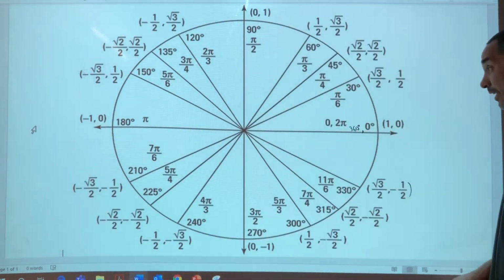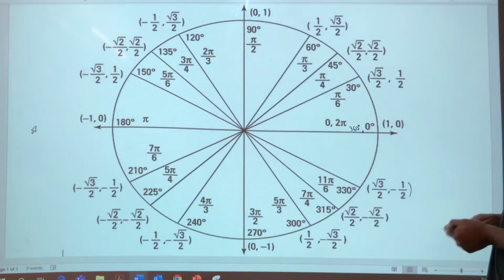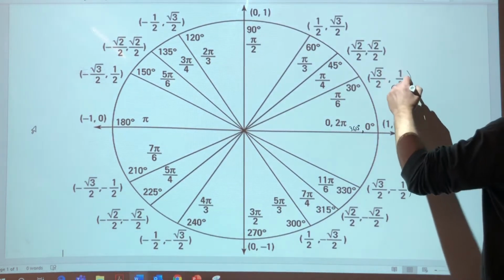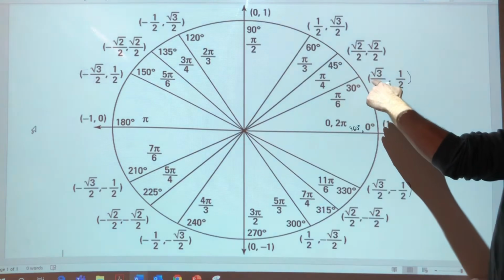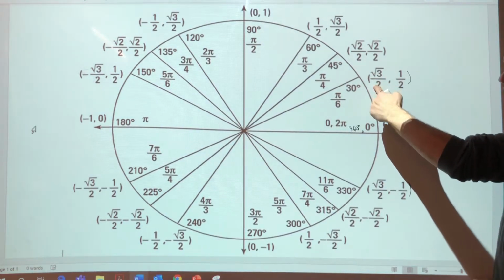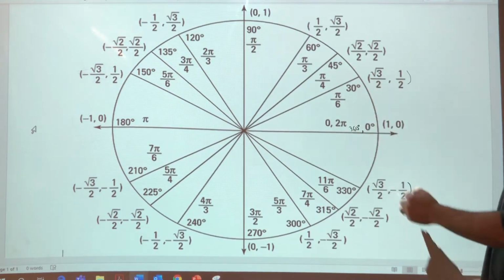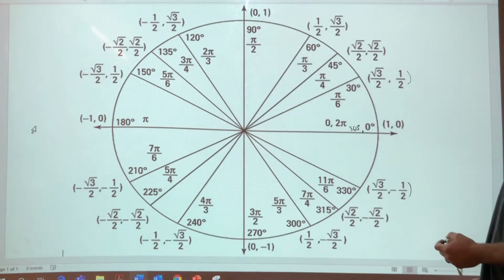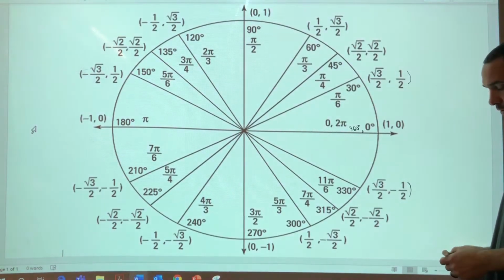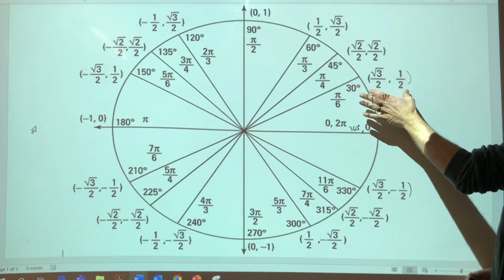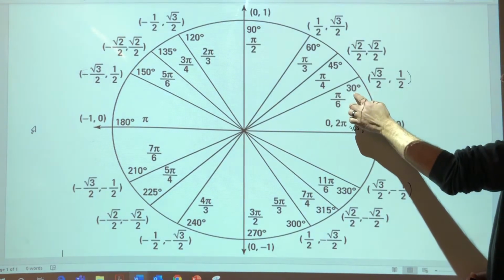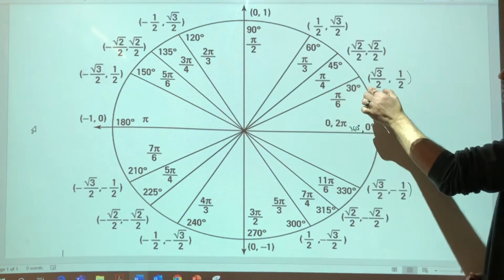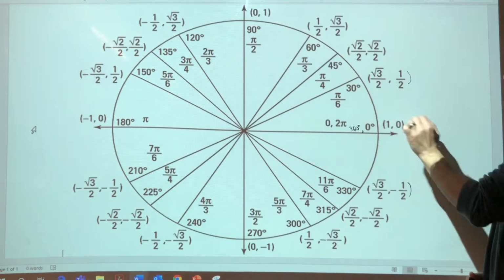If you use the Pythagorean theorem on x squared plus y squared, the distance is going to be 1. A couple other interesting things about the unit circle is that this point is at 30 degrees, pi over 6, square root of 3 over 2, 1/2.